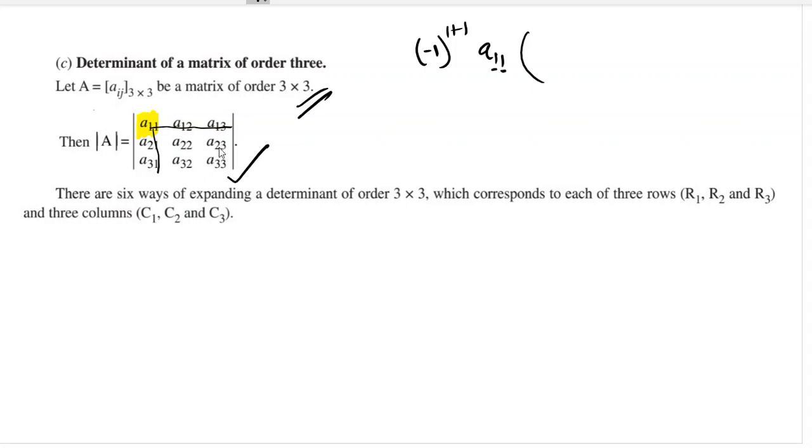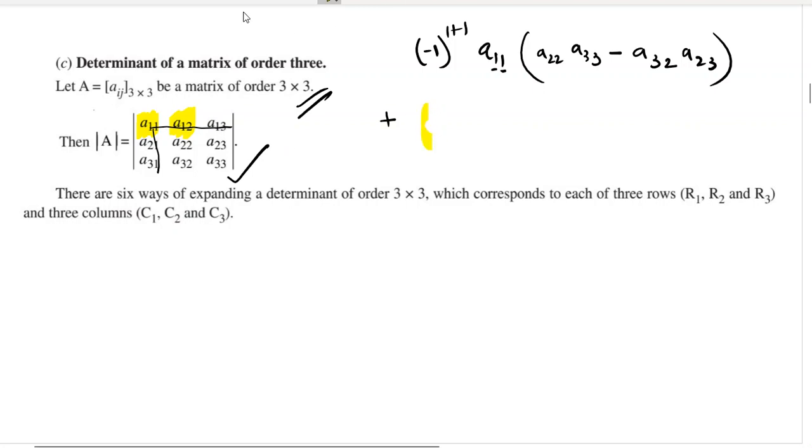remaining elements and take their difference. So you will write it as A22 A33 minus A32 A23. That is the first, you can say, term of the determinant. Second term of the determinant. Now I'm going to select the second element of the first row.